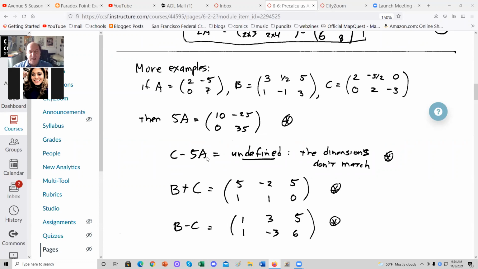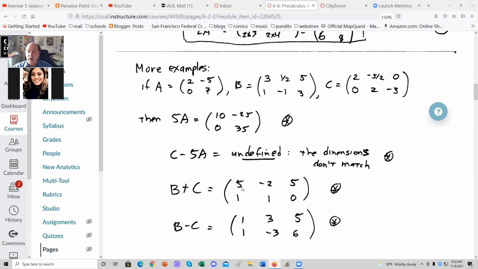Now, C minus 5A. Well, C is 2 by 3 and 5A is 2 by 2. The dimensions don't match, so you can't really define their difference. B plus C are the same dimensions. They're both 2 by 3. So you can add them by adding entries.